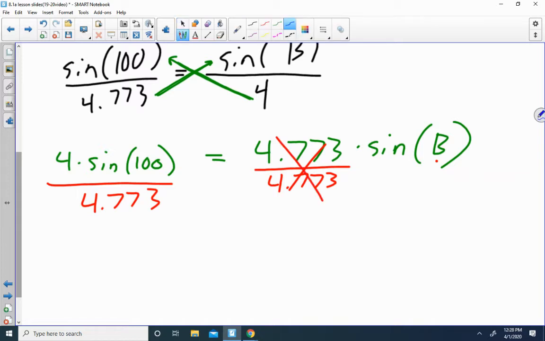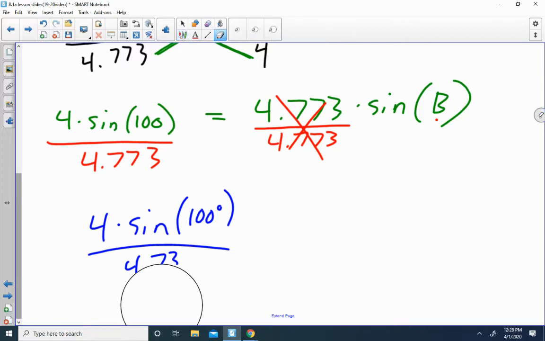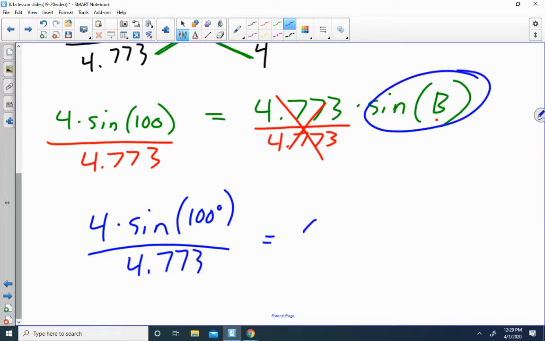So then, that's going to give me over here 4 times sine of 100 degrees, divided by 4.773. And that's all going to be equal to sine of B. There you go.